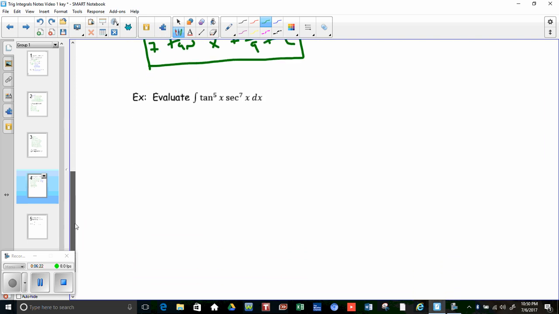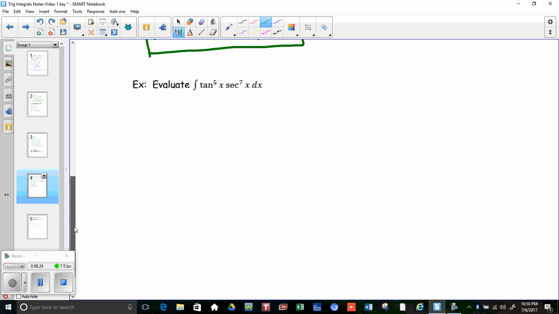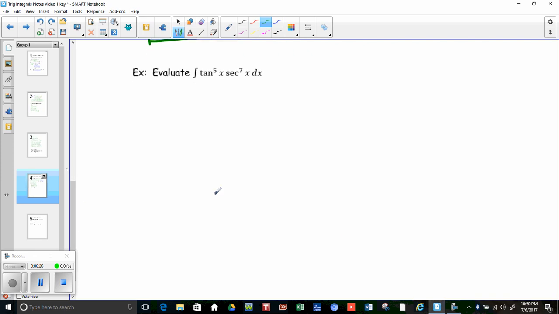Alright, so that was if they both had even powers. Now we've got them where we've got odd powers of tangent and secant. So, given that fact, because we can do something with even powers, we want to take one of these things away. And in this case, we probably want to take one of each away to separate out.